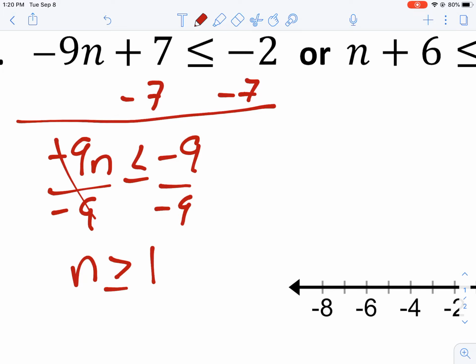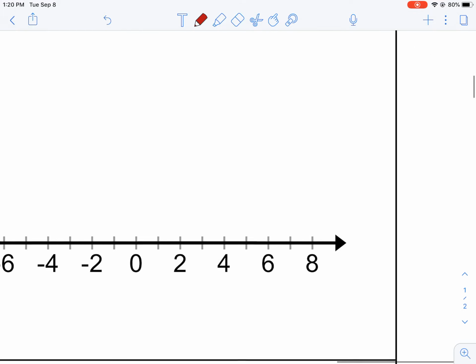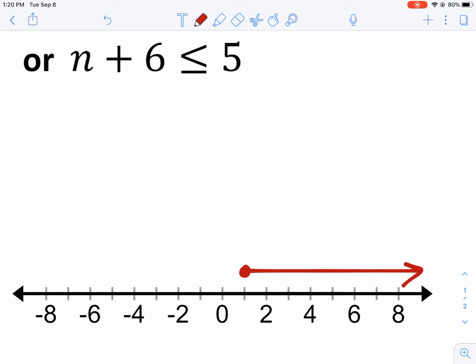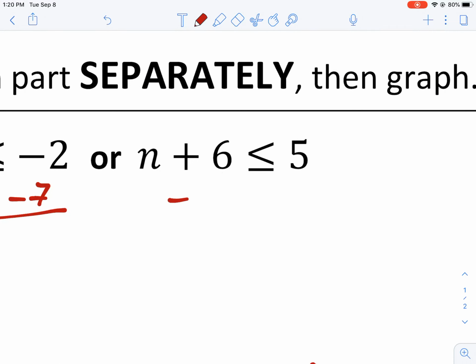So it's going to be n is greater than or equal to 1. So again, I'm going to go ahead and put that on the graph. I got a closed dot at 1 because it's "or equal to," and it's greater than, so I'm going to the right.